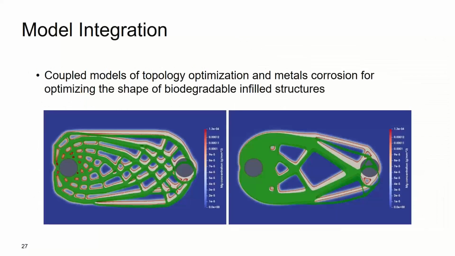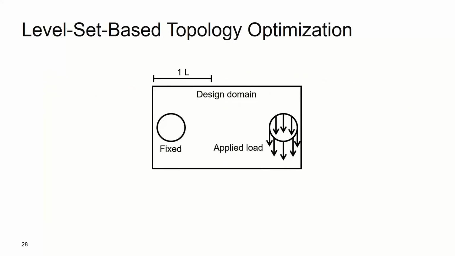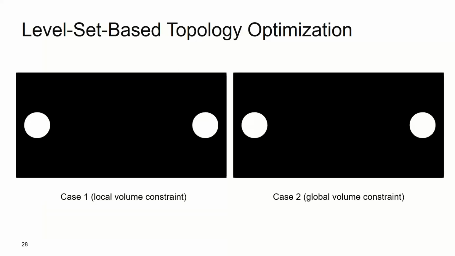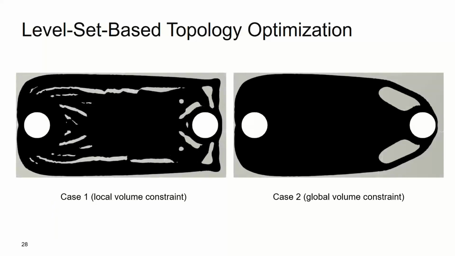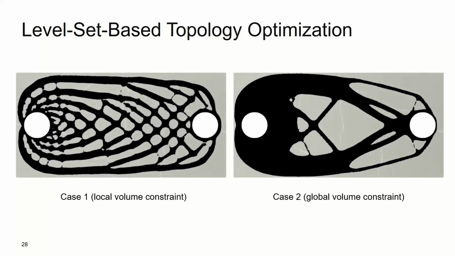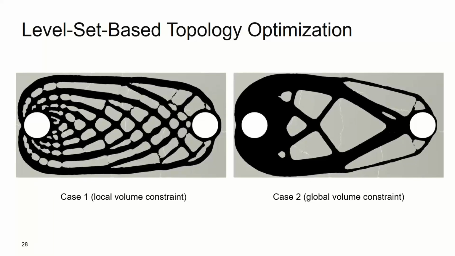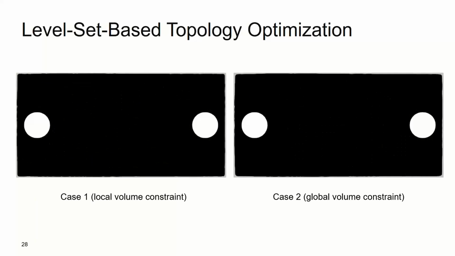And using the same models, these are all implemented in FreeFEM. We coupled this biodegradation model with some topology optimization models, still implemented in FreeFEM, in order to see the effect of biodegradation on the shape that we want to optimize. So what you saw there is actually a problem like this, where we have two holes inside the material block. One is fixed, one has an applied load. And then depending on the kind of constraint that we have, we can have the evolution in the shape that gives us the most optimized shape that we desire.